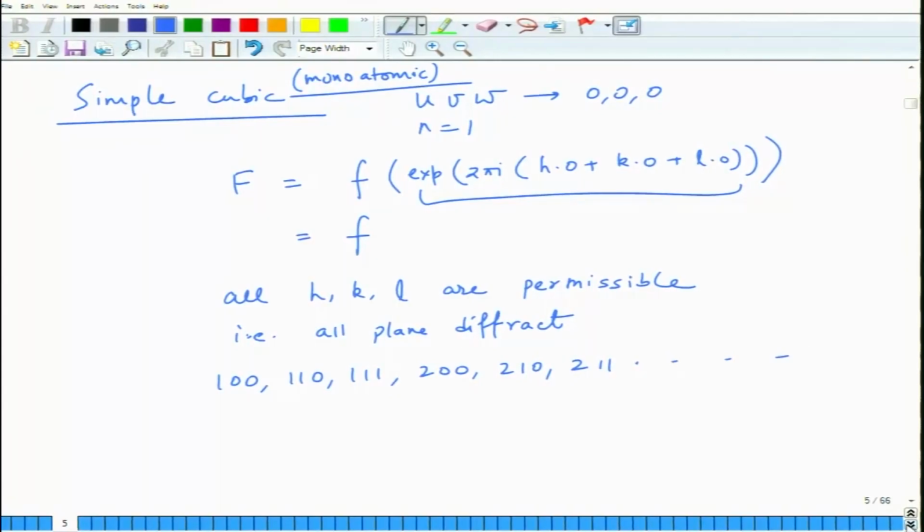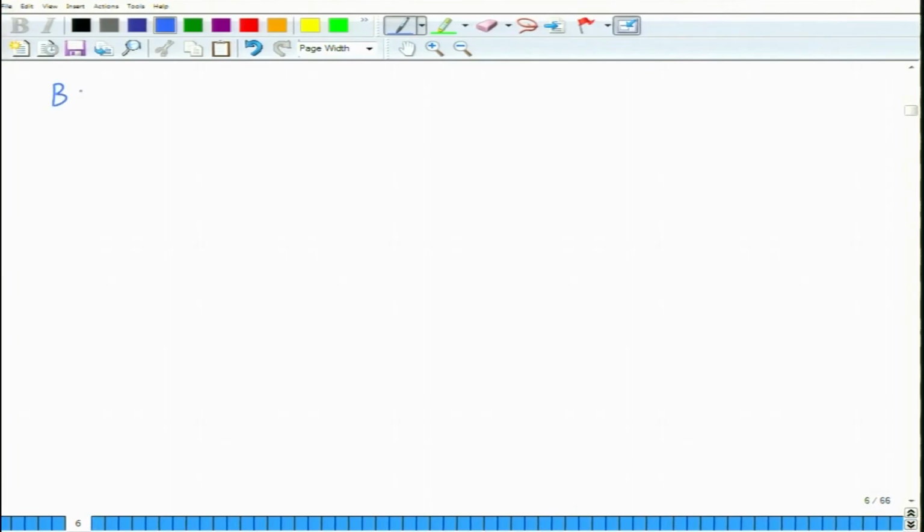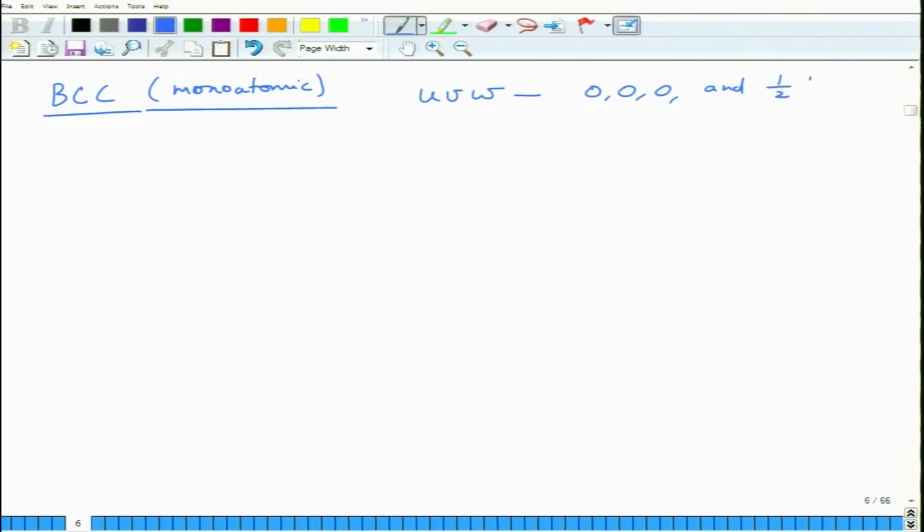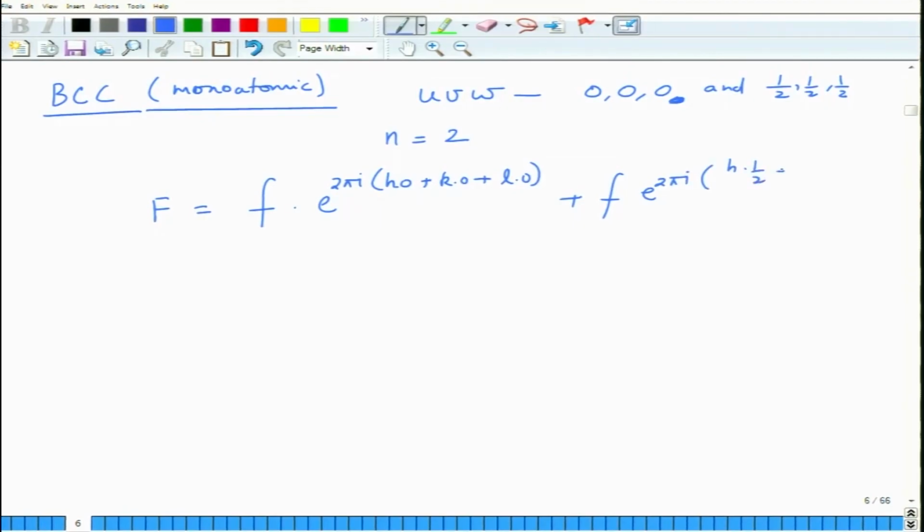Now let us see if you go to BCC, again monoatomic, only one type of atom. Now what is UVW for BCC? 0, 0, 0 and half, half, half. The number of atoms is 2. If it is the same type of atom, then I can write capital F to be equal to f into the first term, 2 pi i (h·0 plus k·0 plus l·0), plus again small f into 2 pi i (h into half plus k into half plus l into half).